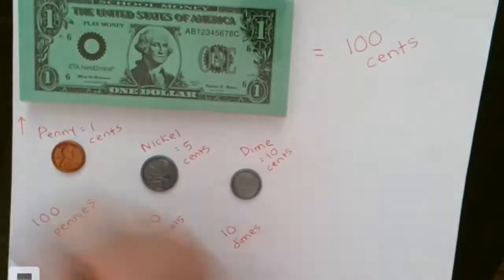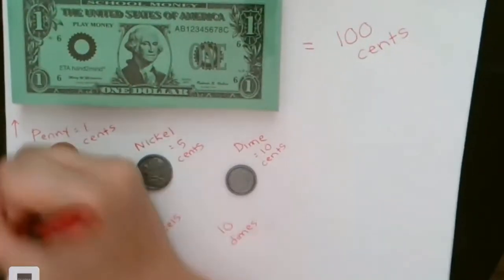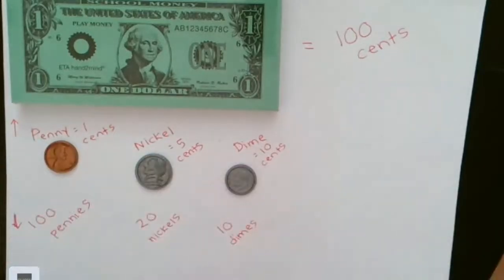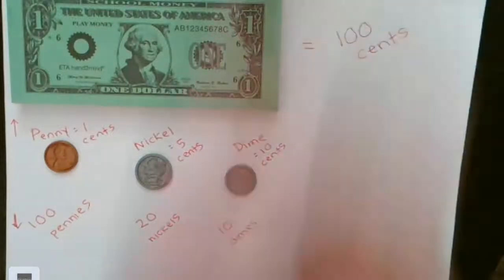So as you can see, as the coin value goes up, how many coins it takes goes down. So they have an opposite relationship. If something's worth more, it has more value, it's going to take less coins to get there.